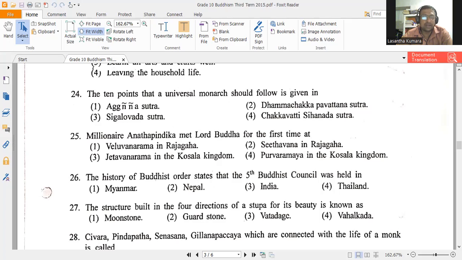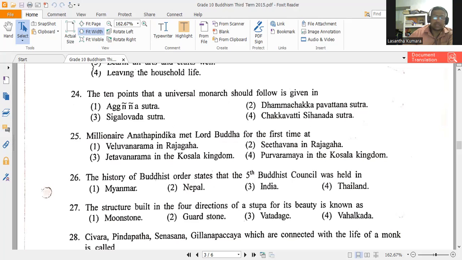Then the 26th one. The history of the Buddhist order states that the 5th Buddhist Council was held in... It is in Buddhist history. The first, second and third were in India, and the 4th council we had in Sri Lanka during King Valagamba's period in Matale Aluvihare. And the 5th Buddhist Council is actually in Myanmar.